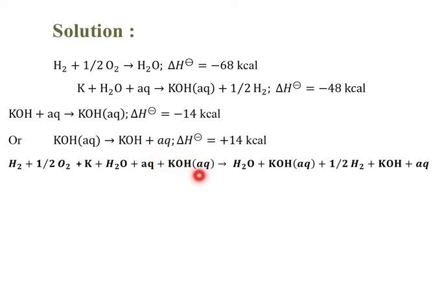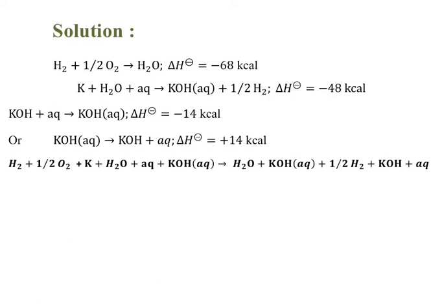So we are going to cancel the same components on both the reactant and product sides. In the reactant and product sides we have aqueous in common, so it gets cancelled, and H2O in common gets cancelled, and KOH aqueous in common gets cancelled, and the remaining are H2 plus half O2 plus K gives half H2 plus KOH. So here half H2 is present on the product side and H2 is present on the reactant side. So H2 minus half H2 gives half H2. Okay, so the required resultant equation is half H2 plus half O2 plus K gives KOH.